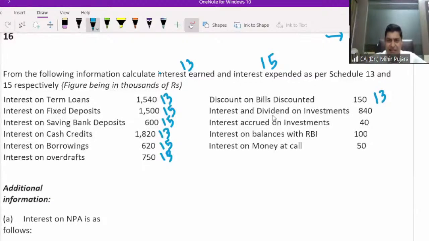Next is interest dividend on investment. It is income from investment. If nothing is specified, whether the dividend is from a subsidiary, joint venture or any company, nothing specified, guys, therefore it is naturally 13. Income from investment, nothing specified. It is 13.